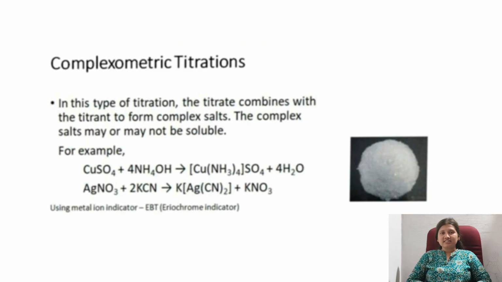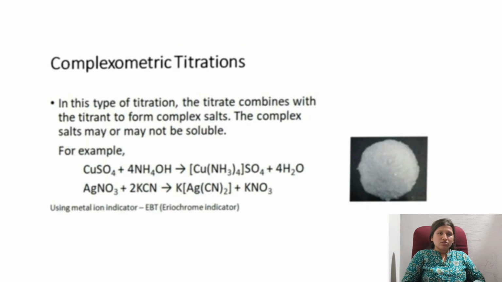Complexometric titration. In this type of titration, the titrate combines with the titrant to form a complex salt. The complex salt may or may not be soluble in water. The example for the complexometric titration is: copper sulfate reacts with 4 molecules of ammonium hydroxide. It gives rise to tetraamminecopper(II) sulfate as a complex plus 4 molecules of water. Another example is: silver nitrate reacts with 2 molecules of potassium cyanide. It gives rise to potassium dicyanoargentate(I) plus potassium nitrate.